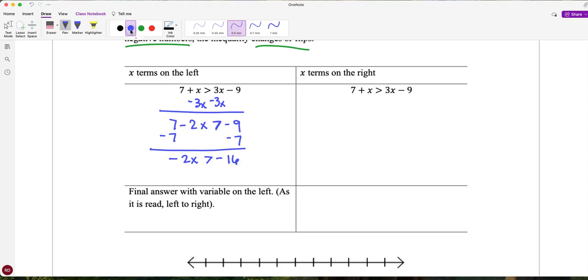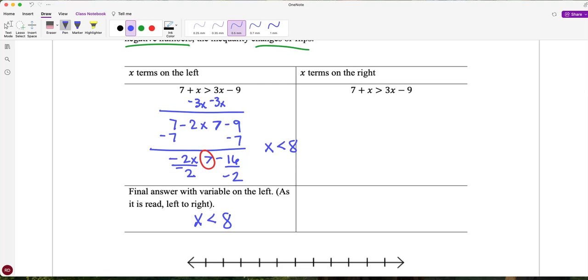Now I'm going to divide both sides by negative 2. The minute I do that, I always circle that inequality because that's going to have to change anytime I divide by negative 2. So this is going to give me x is less than 8. So this is my final answer, x less than 8. I typically put the variable to the left and the number to the right. So that's my final answer. I read first from the variable.